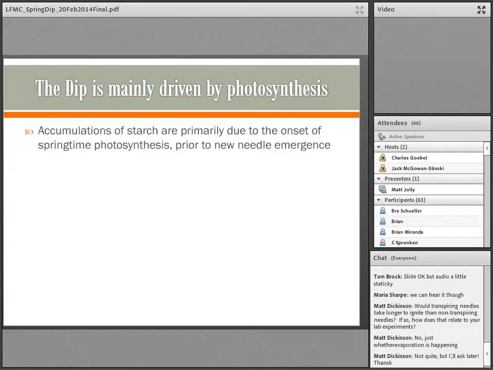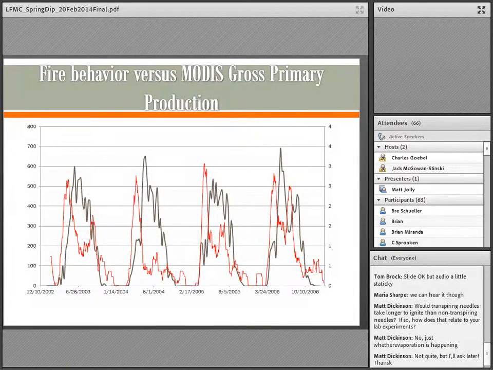So the dip is primarily driven by photosynthesis and the accumulations of starch. So basically, if we know that it's photosynthetic activity that's causing this dip, then what if we look for proxies for photosynthetic activity? And that's what we did. So we pulled basically a time series from MODIS, and this is just for a short time. The sort of dark line in the background is a MODIS GPP, or gross primary production, which is an indicator of the total amount of carbon that the vegetation is fixing over time.